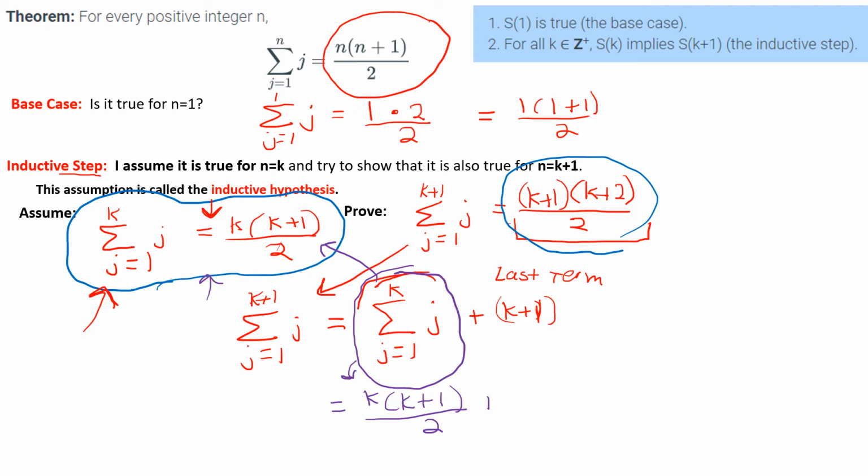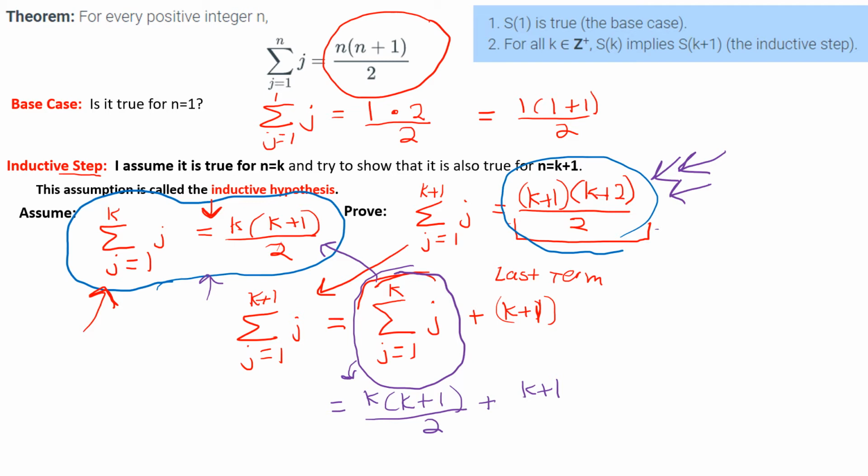Then I have to go on and add this k plus 1. Now, remember what we're trying to get to. We're trying to get to this over here. So it doesn't quite look like that yet. So we might want to play around with the arithmetic and see what we could get. There are probably several ways to go about it, but if I want to get to what it is up here, notice it's all together in one fraction with a 2 down there.